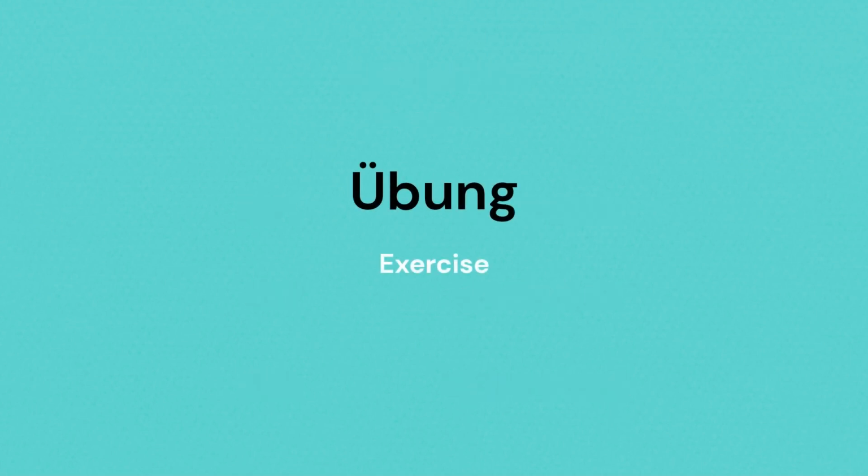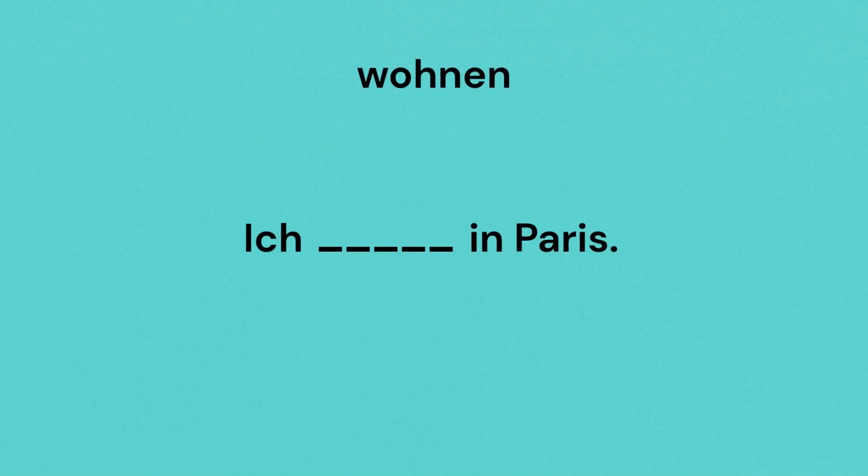Now let's come to an exercise. Übung. You will have to conjugate the verb and fill in the blanks. Here's the first sentence. The verb is wohnen. First, you should look at the subject, ich. Now conjugate the verb according to the subject. Your answer should be, ich wohne in Paris.